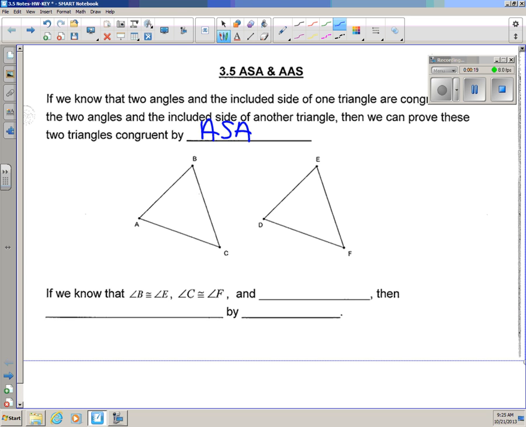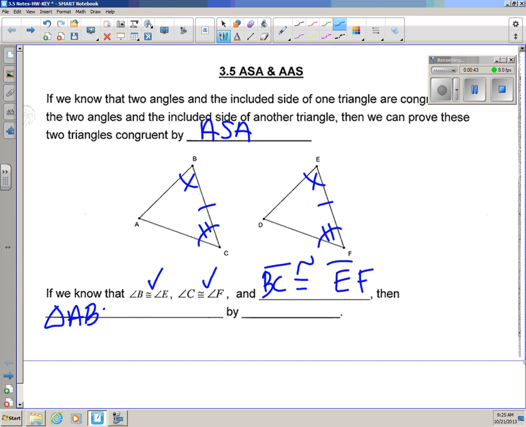So in other words, if you know that angle B and angle E are congruent angles, and you know that angle C and angle F are congruent angles. If we're looking for an ASA, then we actually want the side that's sandwiched in between the two angles. So then we can say, if BC is congruent to EF, then you know that triangle ABC is congruent to triangle DEF by ASA.